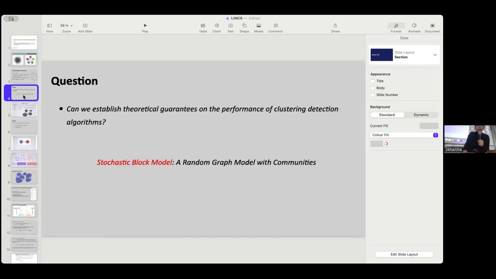So here we have this question: is it possible to establish a theoretical guarantee on the performance of community detection? It starts with introducing a model that contains some communities. One of these models is the stochastic block model, which is a random graph with communities. How is it defined?